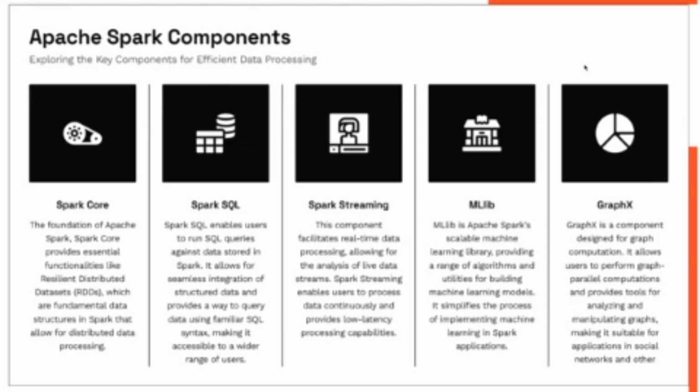The third is Spark Streaming. This component helps process real-time data streams, making it great for live data analysis. Fourth is MLlib, Apache Spark's machine learning library. It provides tools for building machine learning models efficiently. And the last is GraphX. This is Spark's graph computation engine. It helps analyze and manipulate graphs, making it useful for applications like social network analysis.